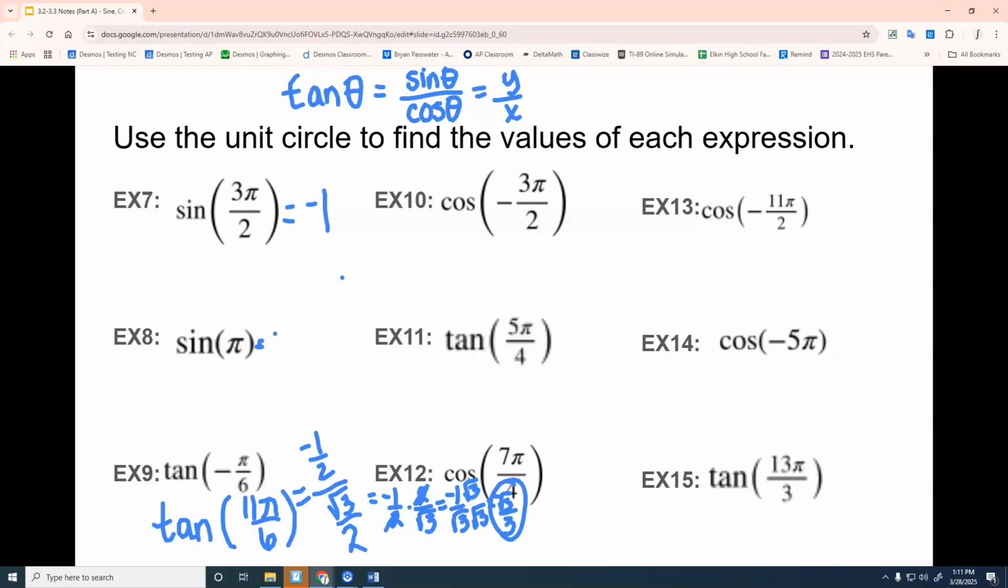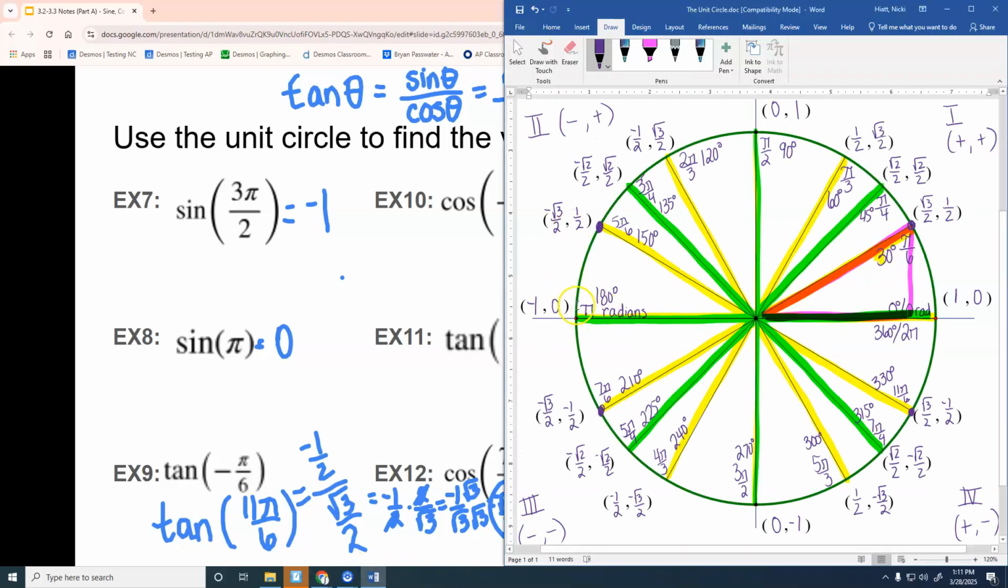Sine of pi, 0. Do you guys agree? Right? Because on that unit circle right there, pi is right here. Y-coordinate is your sine. Very good.